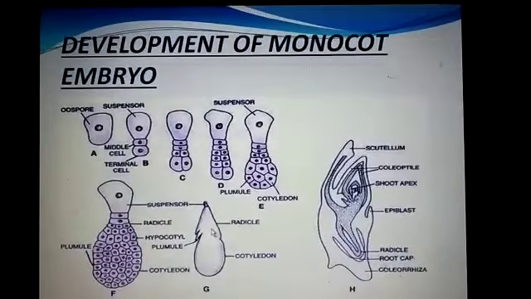After that we read development of the monocot embryo. Student, the development of the dicot embryo and monocot embryo in their starting stage is slightly similar. But in the dicot, the zygote after mitotic division forms the 2 cell stage.